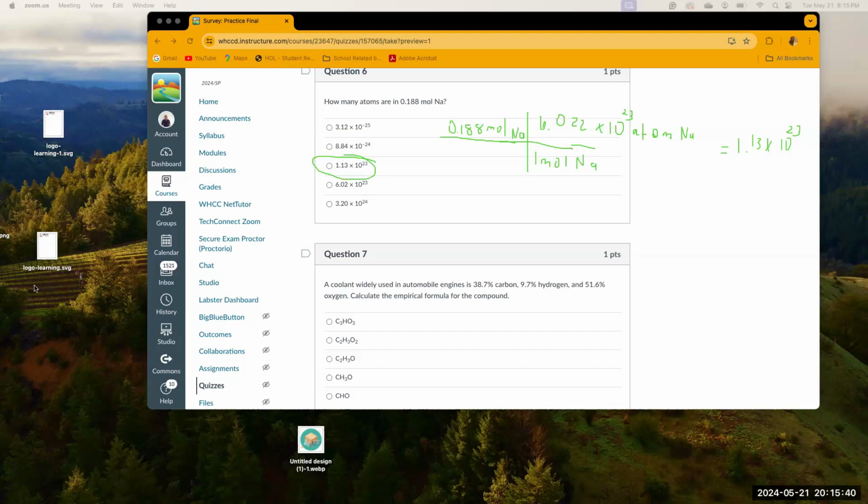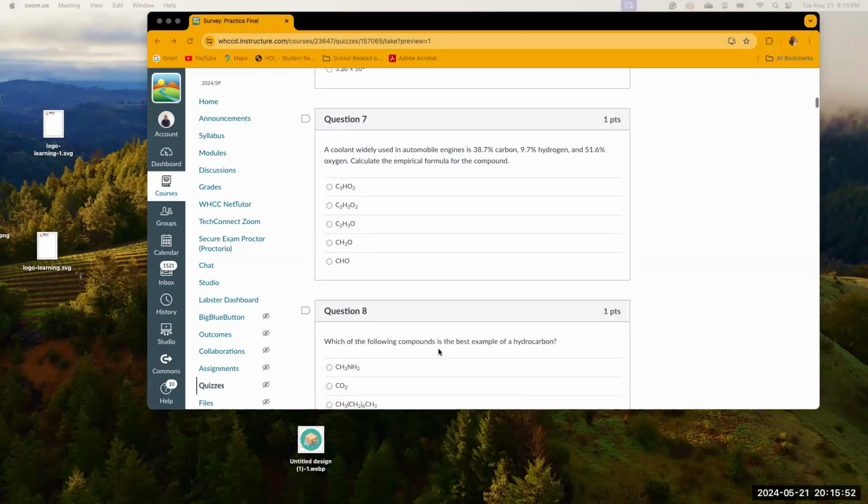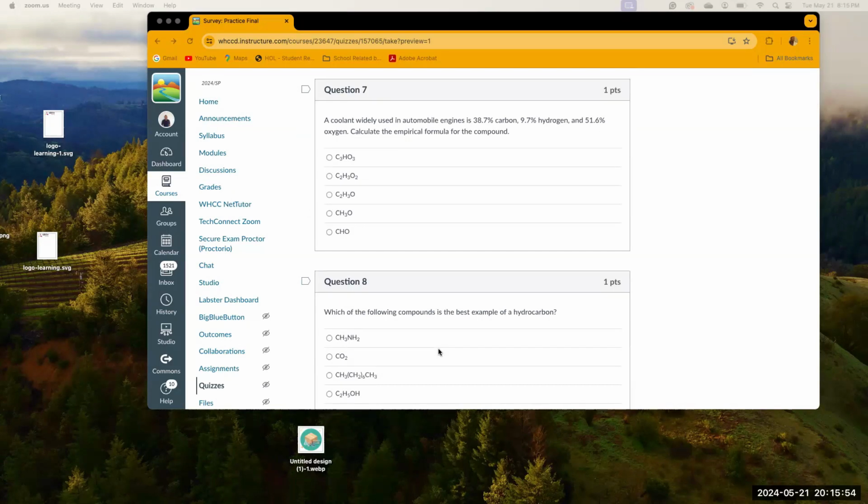Okay, number 7. A coolant widely used in automobile engines is 38.7% carbon, 9.7% hydrogen, and 51.6% oxygen. Calculate the empirical formula of the compound.